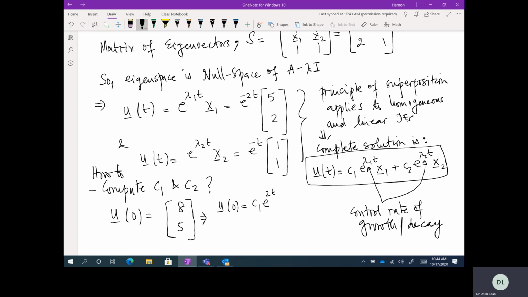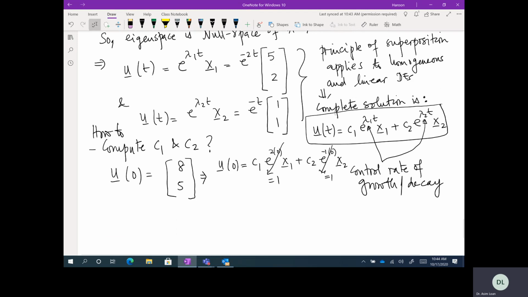e^(2t) times 0 x1 plus C2 e^(-1) times 0 into x2. So this is equal to 1, because exponential raised to power 0 is 1. So U of 0 is equal to C1 x1 plus C2 x2.